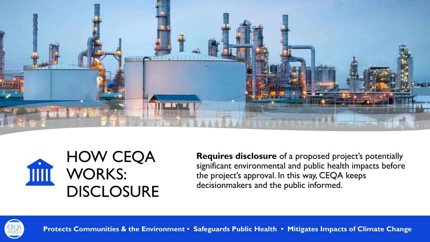First, the lead agency for a proposed project must disclose the project's potentially significant environmental and public health impacts. The purpose of this feature is, 1. To assist governmental officials in their decision-making about projects that might cause harm, and 2. To inform the public about projects that could adversely affect their communities.